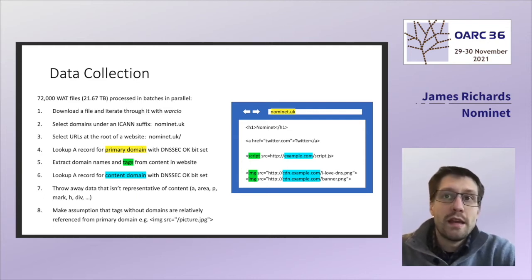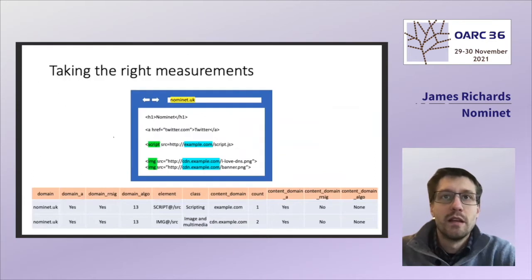I then threw away any of the content that wasn't required, so any of those inline text elements that wouldn't be associated with content. And then I assumed anything that came off of a relative reference was from the primary domain. So you can see there /picture would have been an example of coming off the primary domain as a relative reference. So this provided me a data set as follows.